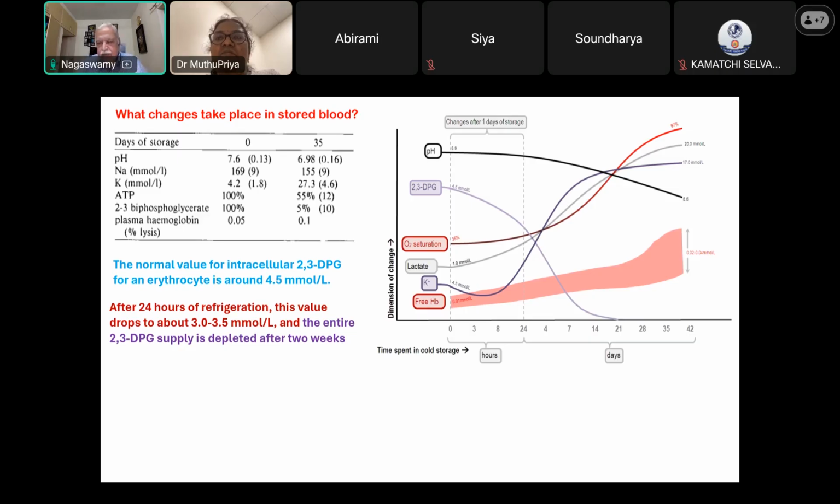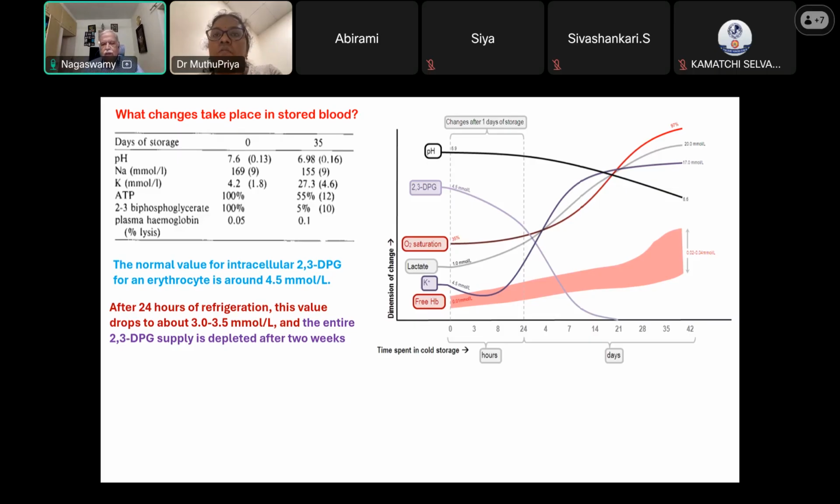What exactly happens? What is the relationship between hemoglobin and 2,3-DPG? Oxygen affinity is affected. Why is affinity altered when the values of 2,3-DPG are changed? So see, remember this: if the 2,3-DPG value is high, it does not allow oxygen to be bound to the heme moiety. So oxygen has to go out of the RBC. That is called the rightward shift. That is good for the tissues.